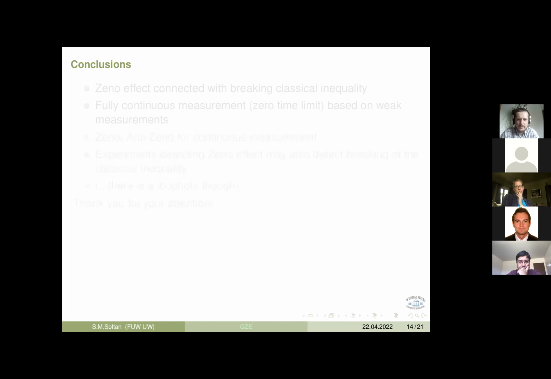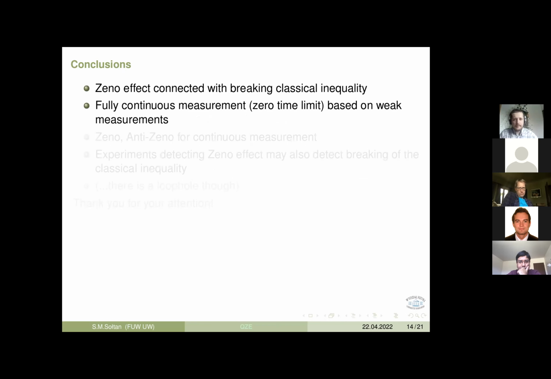So in conclusion, the Zeno effect is connected with the Leggett-Garg classical inequality. We may formulate, of course, the full continuous measurement based on weak measurements. That was presented before. Okay, and I formulated Zeno and anti-Zeno for continuous measurement. Well, this is not the unique formulation. One could try to do something else.